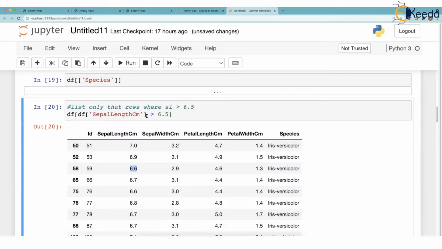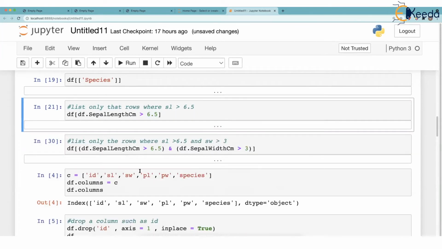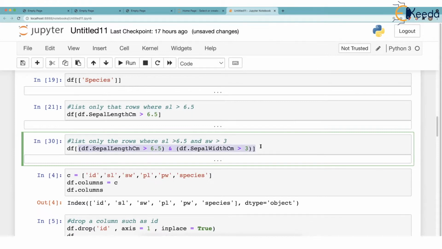But I told you an alternate syntax for this. I hope you recall. The alternate syntax was, we can say df square bracket df dot sepal length centimeter is greater than 6.5. So instead of writing square bracket here and then in quotation sepal length, you can write that sepal length is a member of df and I want to compare it with 6.5. So even this will show the same output. I hope you are recalling. Complex conditions were also seen. Recall, two conditions were checked. Those rows where sepal length is greater than 6.5 and sepal width is greater than 3 should be shown.